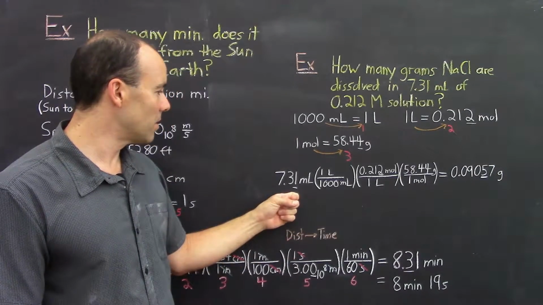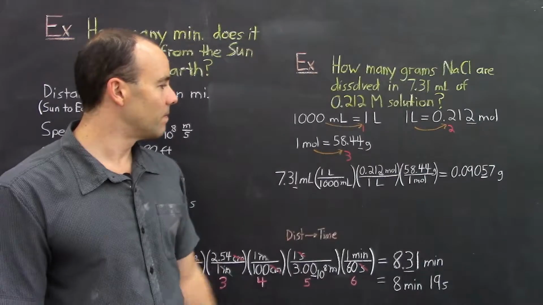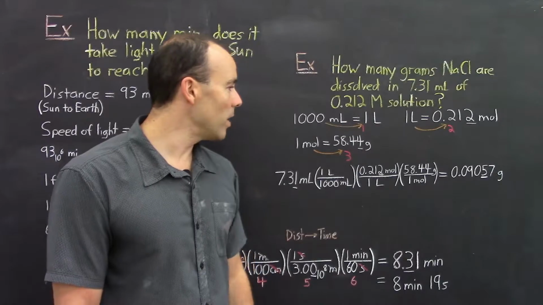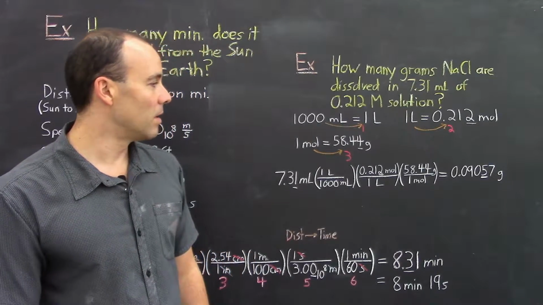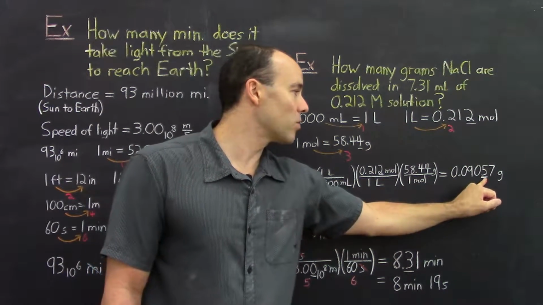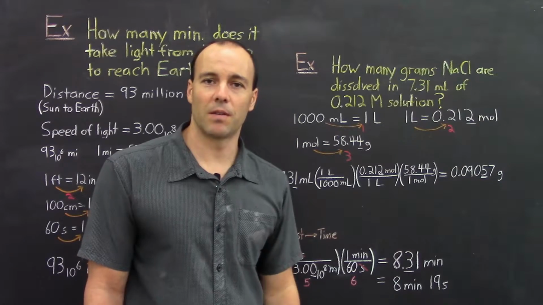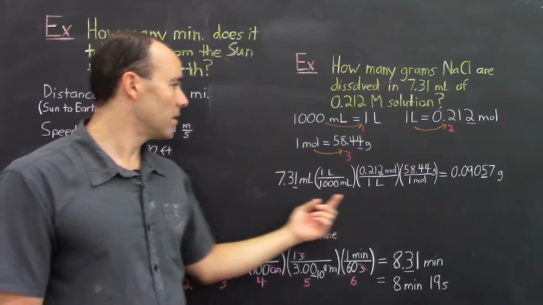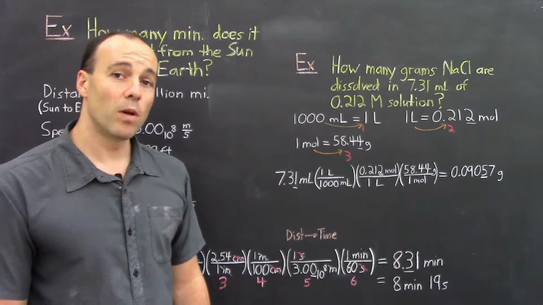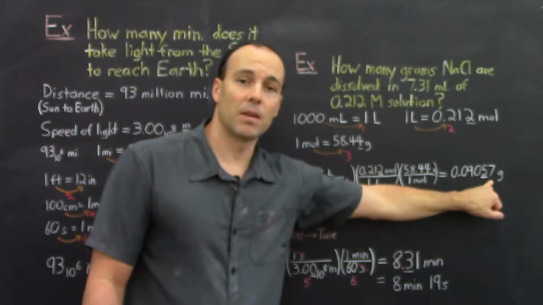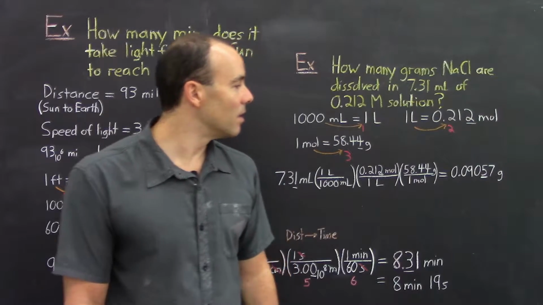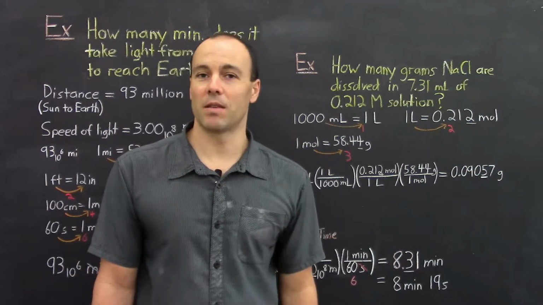Starting with the milliliters, we convert that to liters, then convert the liters to moles, moles to grams. And we end up with 0.09057 grams. Notice how there is 1 extra digit kept after the last significant figure. Although this is going to be a 3 significant figure solution, it's often desirable to keep 1 more digit after the last sig fig, because you may end up using this result in a later calculation. And in that case, it's good practice to not round the solution yet.